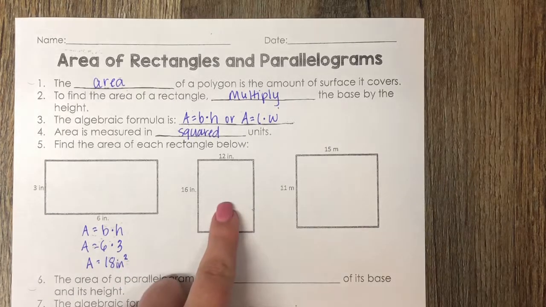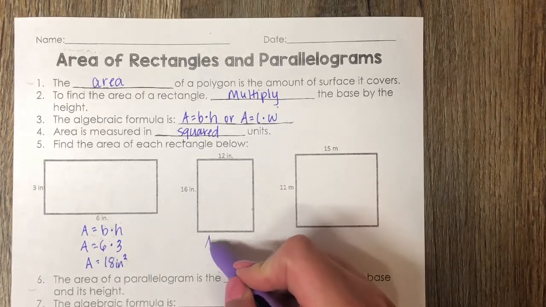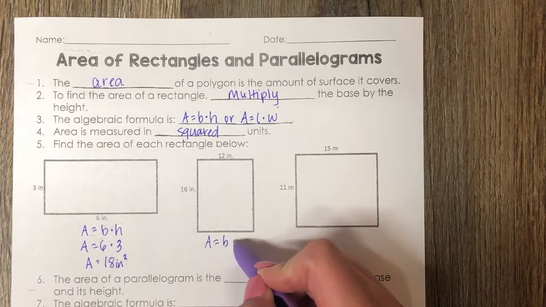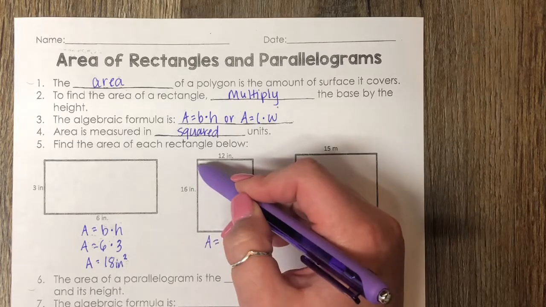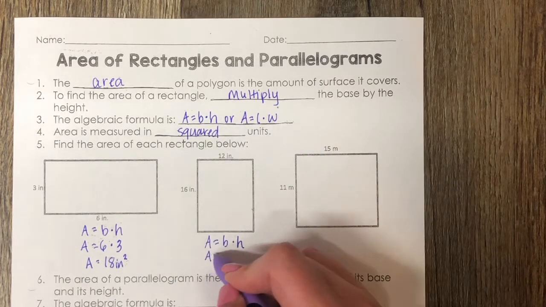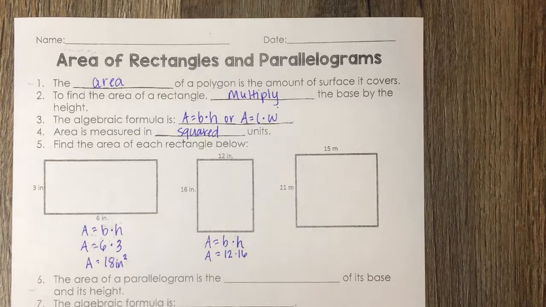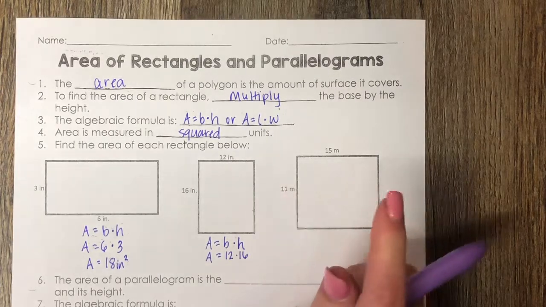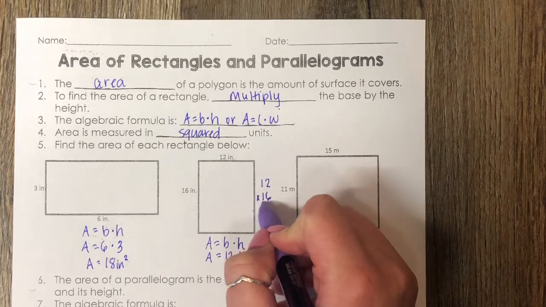Moving on to the second example, we have a rectangle again. So as always, we're going to write our formula first. Area equals base times height. Our height is 16. Our base is 12. So area equals 12 times 16. And if we're doing this by hand, I always come to the side and write it vertically. So I'll do 12 times 16.